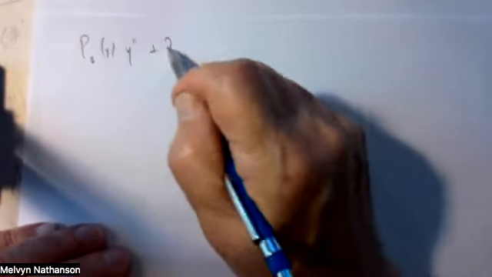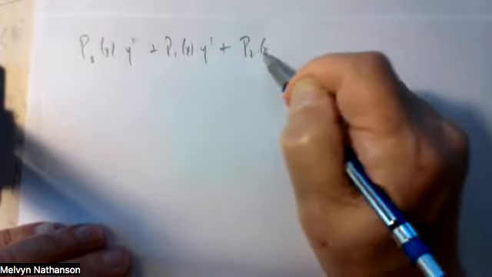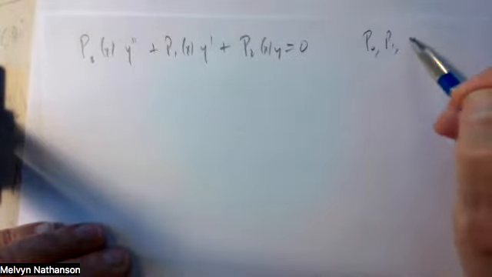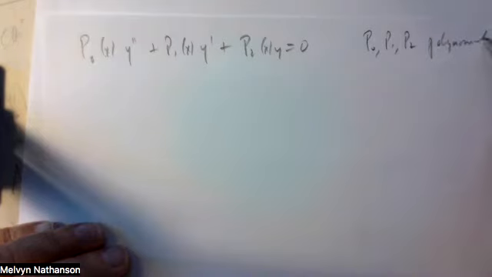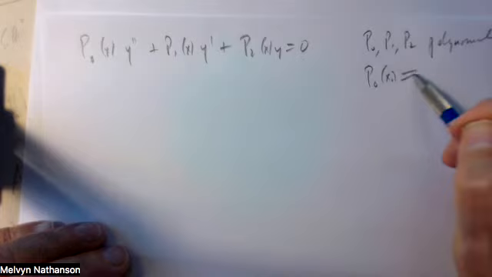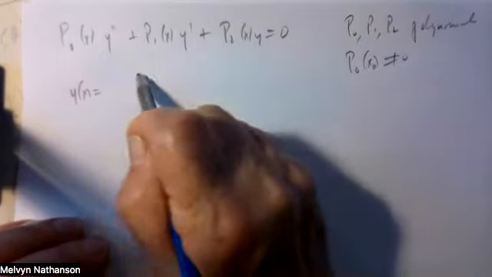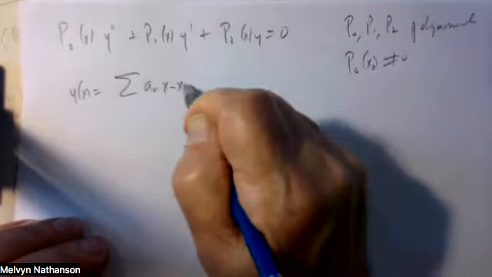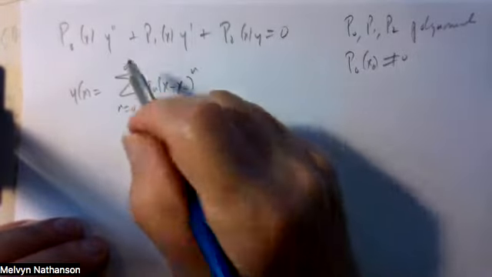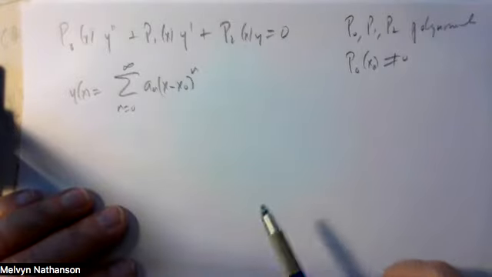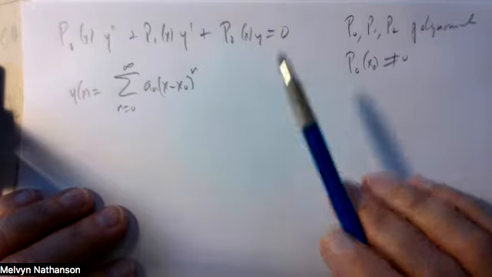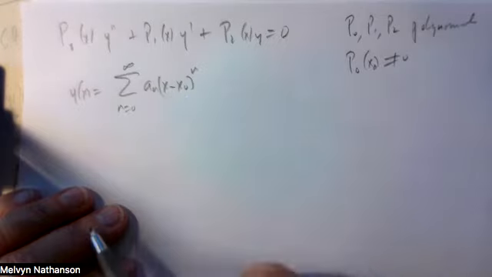So we're going to be looking at the following types of differential equations: P0 of x y double prime plus P1 of x y prime plus P2 of x y equals zero. P0, P1, P2 are polynomials. P naught at x naught is not zero. And we look for a solution y of x equals summation a sub n x minus x naught to the n, n goes from zero to infinity. And the fundamental theorem for dealing with an equation of this type at a regular point is there's always a unique solution as a power series.